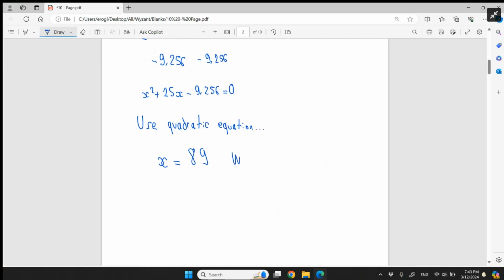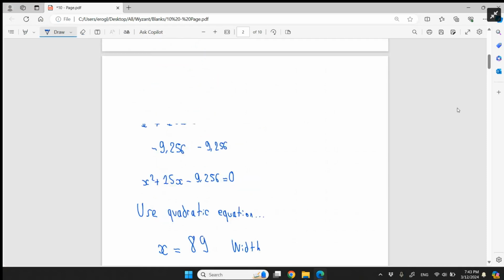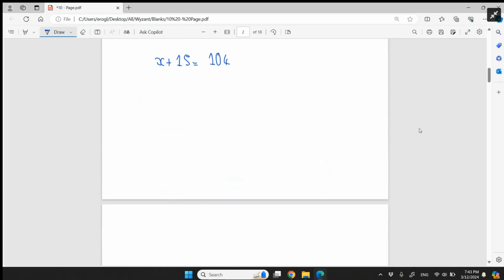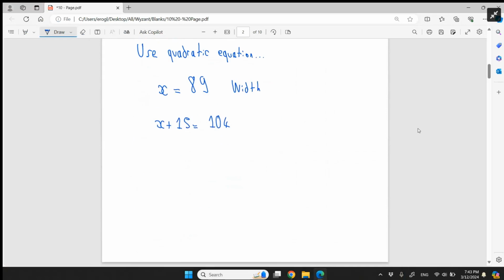So the width is 89 and the length is 104. Oh, and we should pay attention to the units. The area was in square feet. So specifically, the width is 89 feet and the length is 104 feet.